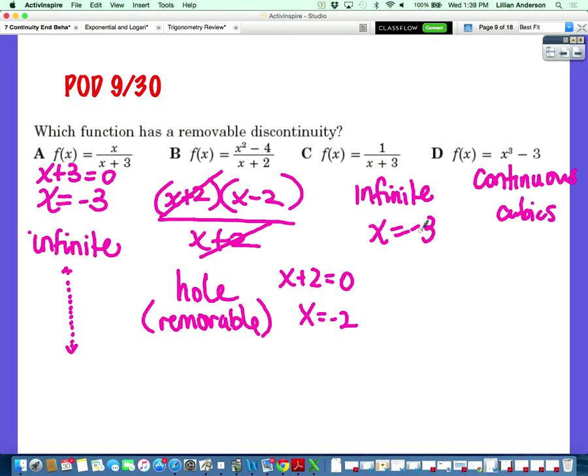You know you're going to have infinite discontinuity if there is a variable at the bottom. If there's a variable at the bottom, whatever's going to make the bottom what number? A 0. And you always know you're going to have a hole if you can cancel out, if something cancels out with reciprocal functions.